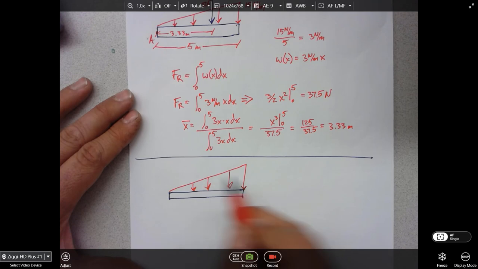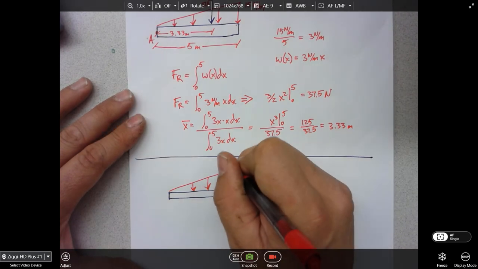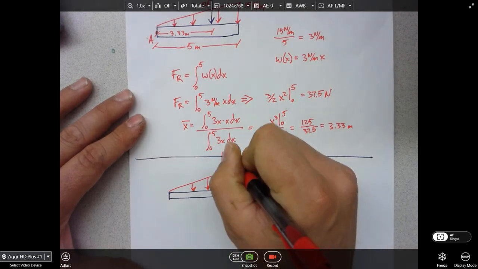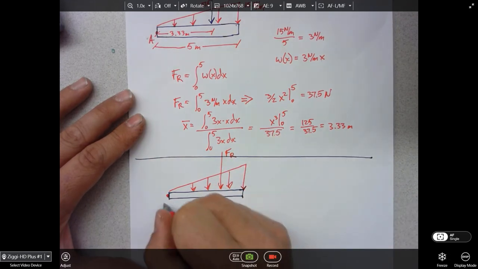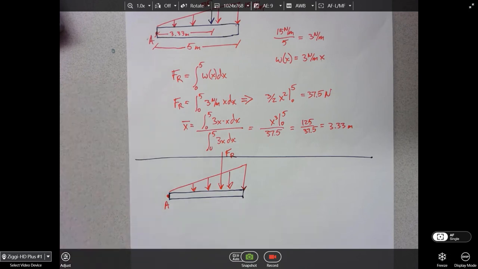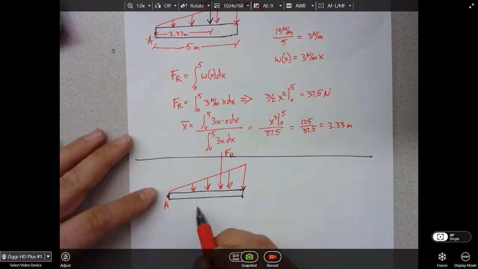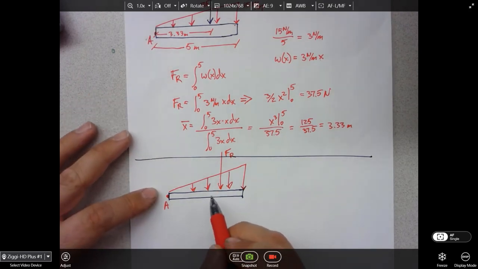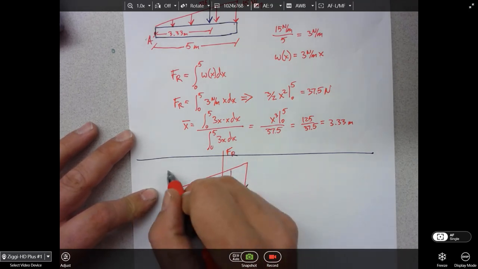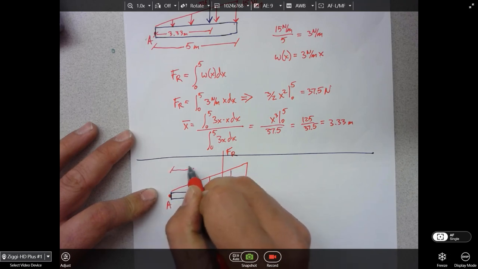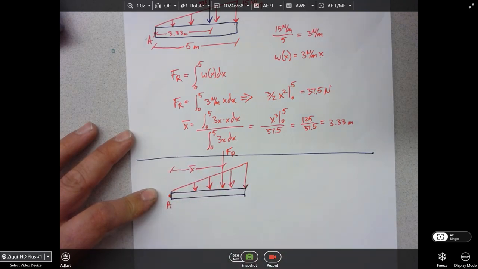So we're going to replace this distributed load with a single point load that we're going to call F sub R. And in order for it to be equivalent about point A, it has to cause the same force and moment on A. So that means, you're good with finding the resultant force being the integral? Okay. So then the location of this is our x bar, right?